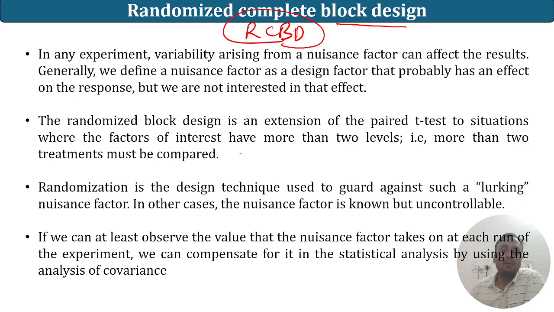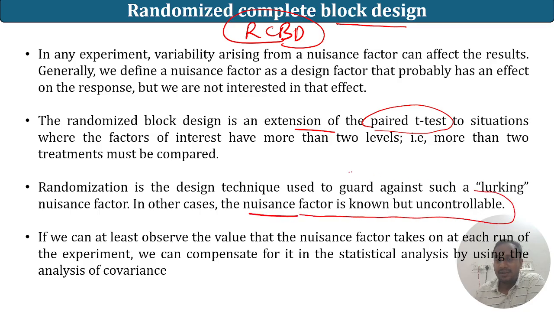So the randomized block design is an extension of the paired t-test. I told you we had some samples, but it's an extension. We have the two groups, and now it will become 3 blocks, 4 blocks, but the number of samples will be the same. In a similar way we are going to use it. Randomization plays a role as a safeguard against the uncontrollable factor, which we'll see in the coming part.